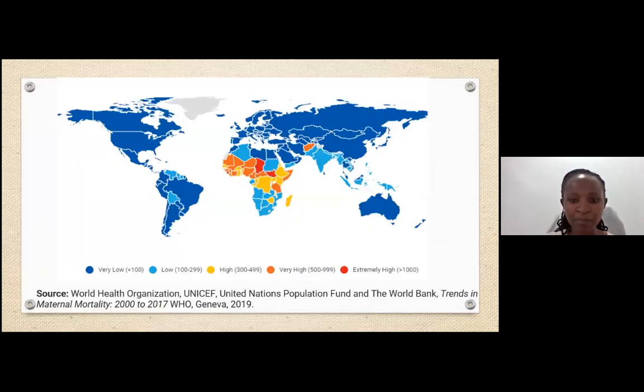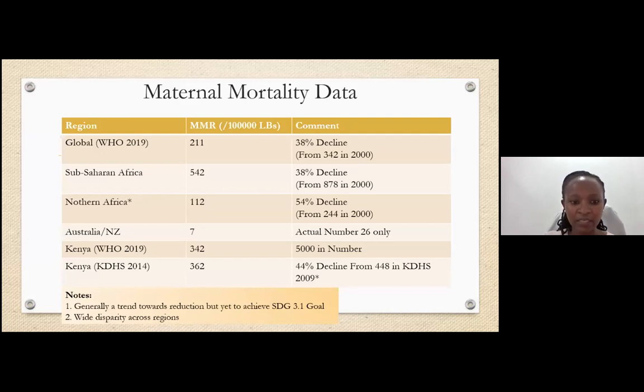If you look at this map again, you can see the areas which are worst affected by maternal mortalities. That's the sub-Saharan Africa, the areas in red, orange, and yellow. Then if you go to the north of Africa and south, the deaths are much lower. You go to Europe, Australia, America, and most of South America, the maternal mortality rate is quite low. So there's a lot of regional disparity.